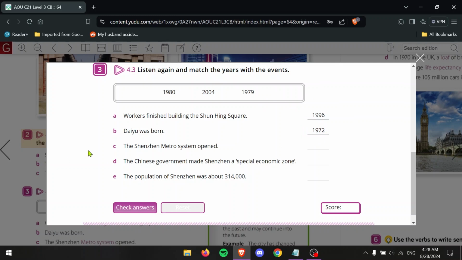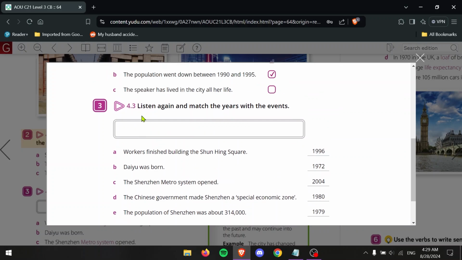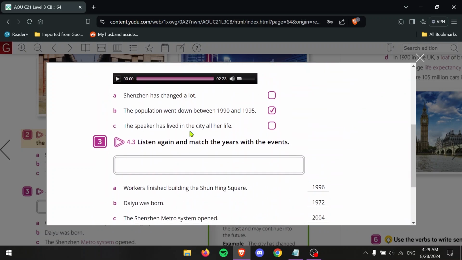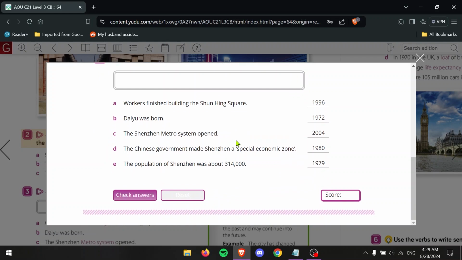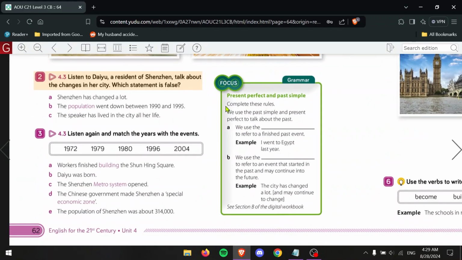My mistake. C, the Shenzhen metro system opened. The metro system opened in 2004. The Chinese government made Shenzhen a special economic zone. This happened in 1980. And finally, the population of Shenzhen was about 314,000. This was back in 1979. Okay, so this was exercise 2 and exercise 3. All right, great.